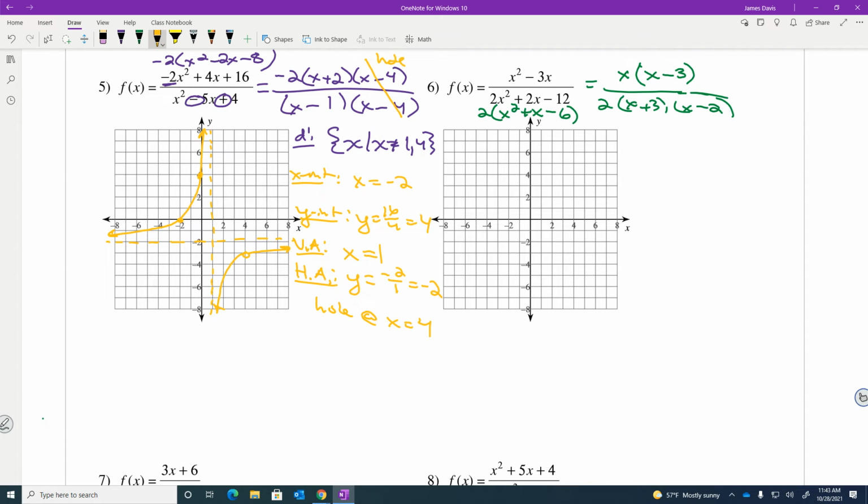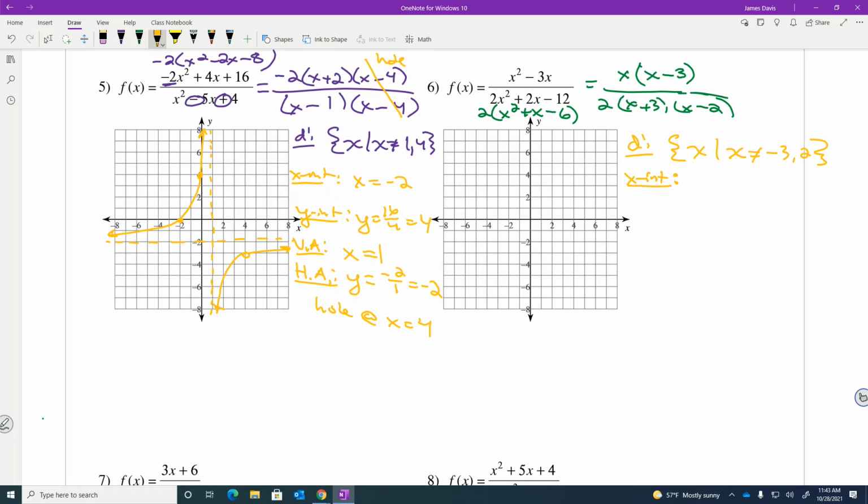Alright, so now let's go find everything. The domain: x is not equal to, and there's 2 spots there, -3 and +2, right? Can't do those. I'll tell you all the things you need to find on the quiz, so if you can't remember all these, I'll tell you. I won't tell you how to find them, but I'll tell you what you need to find.